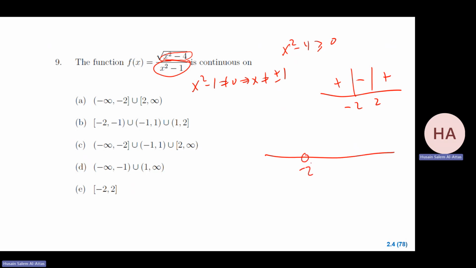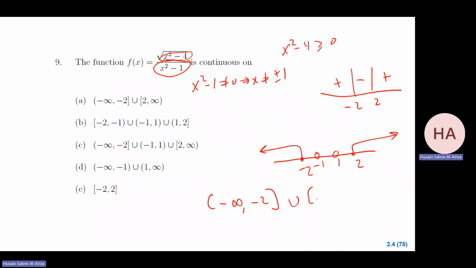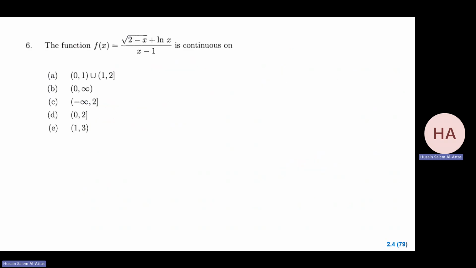So I plug it in. This is minus 2. Actually, it's closed, and 2 is also included. This is like this, and this is like this. I notice minus 1 and 1 are in that interval. So my answer is minus infinity to minus 2 closed, union 2 to infinity closed. I mean, the minus 2 and 2.